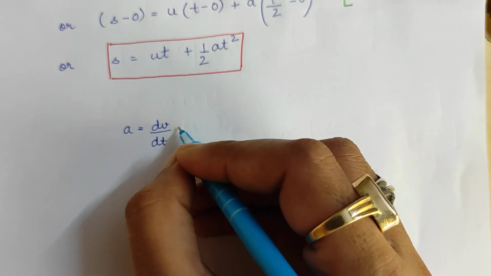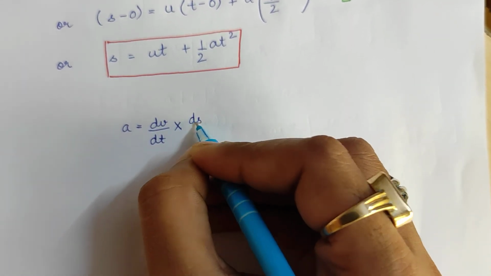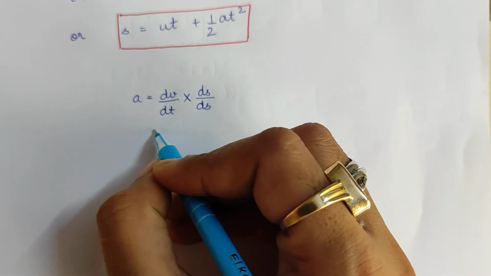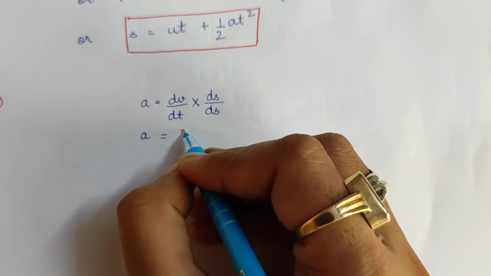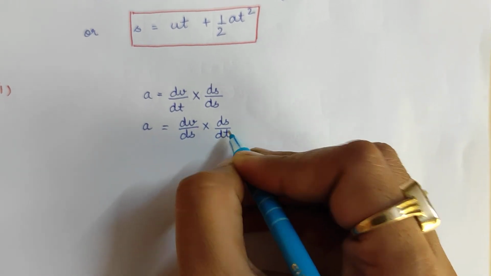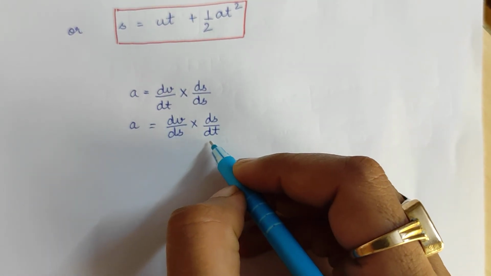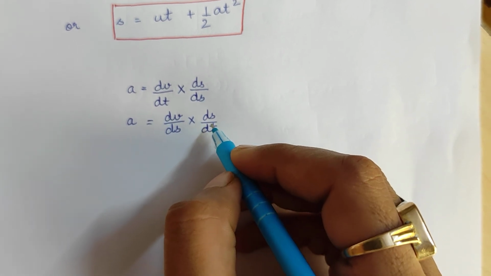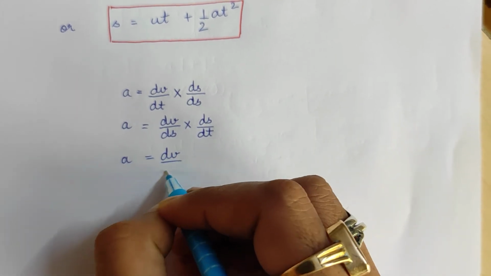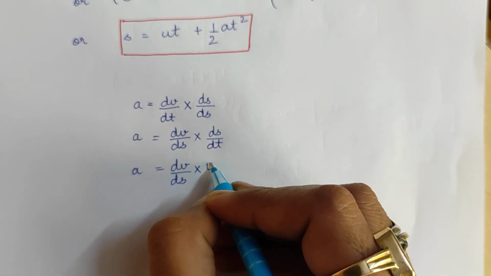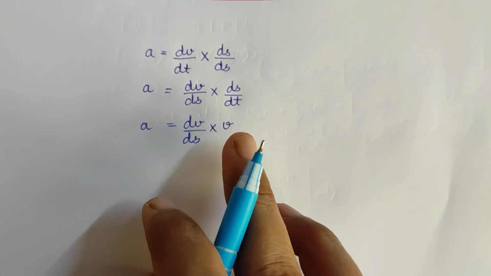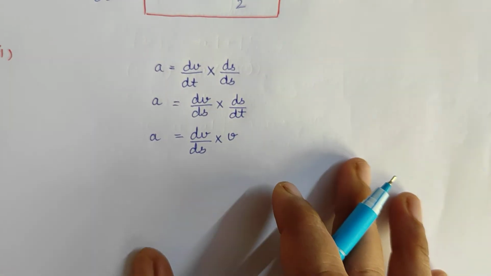Now what we will do, we will multiply it with ds in both the numerator and denominator. Okay. Now if we rearrange it, what we will get? dv by ds into ds by dt. As we know that change in displacement upon change in time is the velocity, so we can write it as a is equal to dv by ds into v. Now if you look at this equation, it does not involve the term of time. Fine. So now we can proceed.